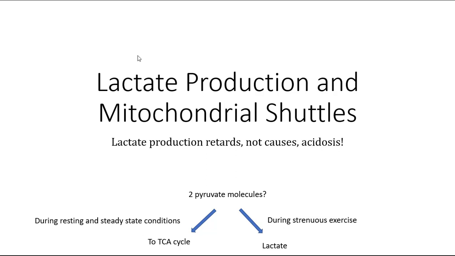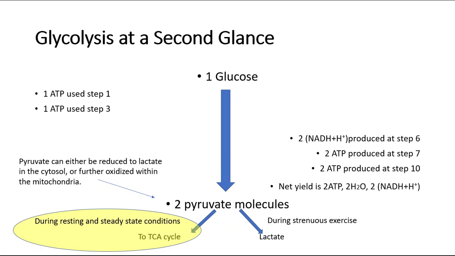Lactate production and mitochondrial shuttle. Lactate production retards, not causes, acidosis. This is the last slide of glycolysis from the previous lecture entitled glycolysis. The last product of either glycolysis or glycogenolysis is pyruvate, and pyruvate can be transported into the mitochondria and converted to acetyl coenzyme A to fuel mitochondrial respiration, or alternatively can be converted to lactate in the cytosol.